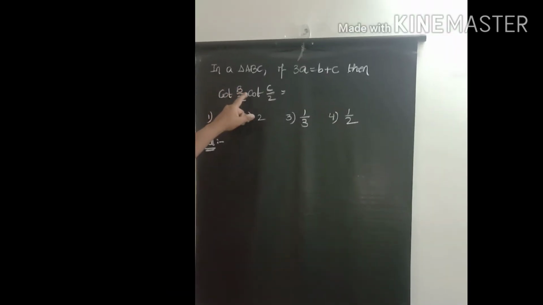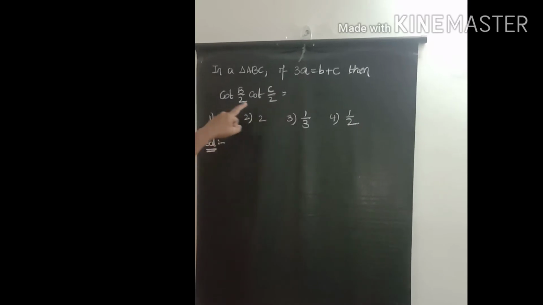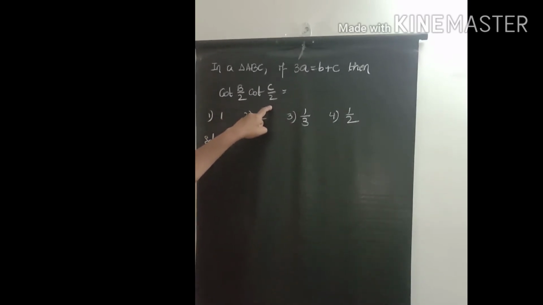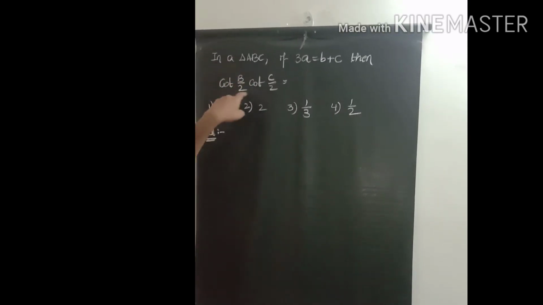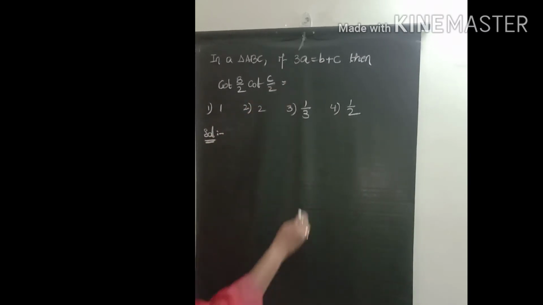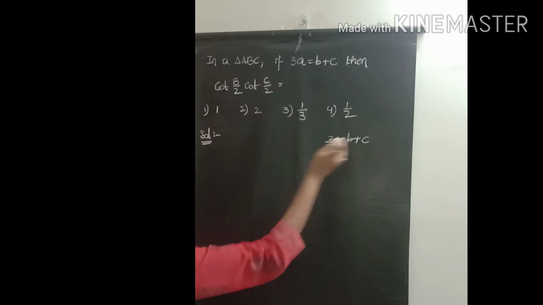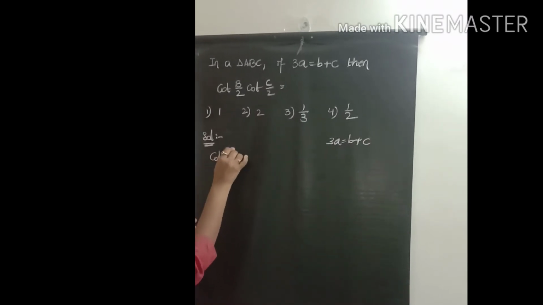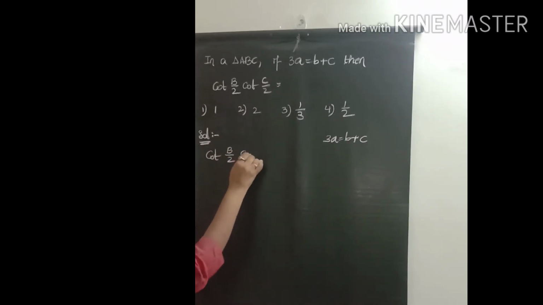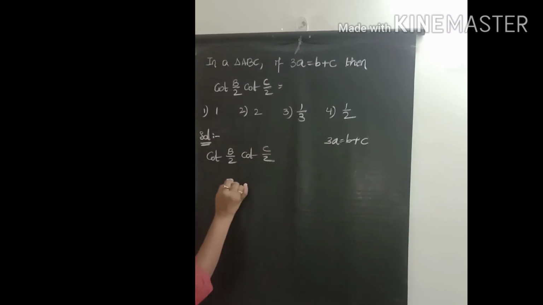In triangle ABC, if 3A is equal to B plus C, then cot B by 2 into cot C by 2 is equal to what? So we want the value of cot B by 2 into cot C by 2, given that 3A is equal to B plus C. So this is the given value, 3A is equal to B plus C. We want the value of cot B by 2 into cot C by 2.